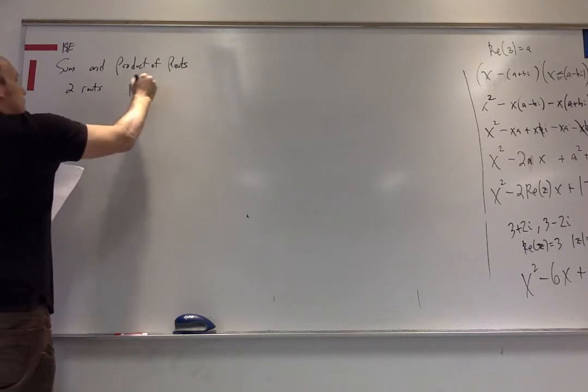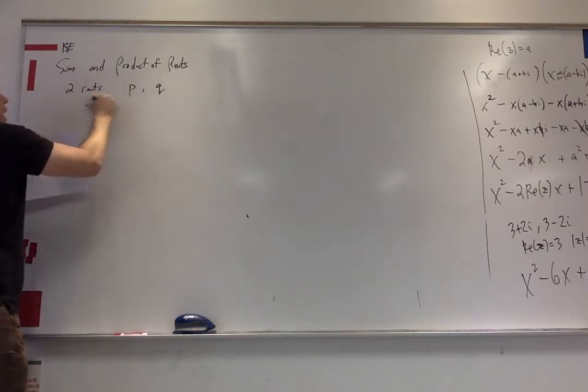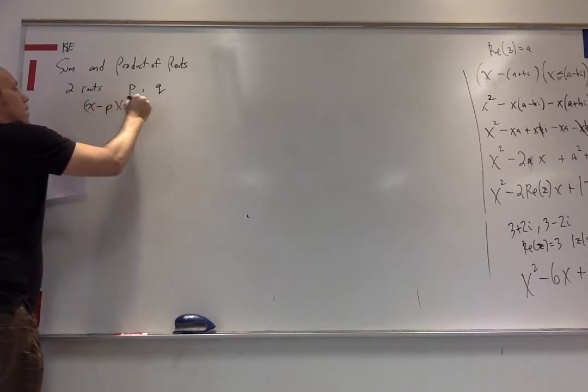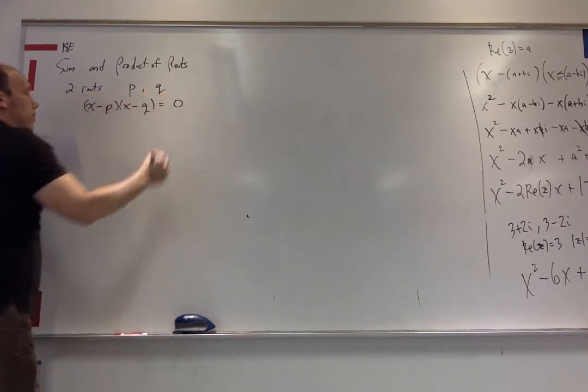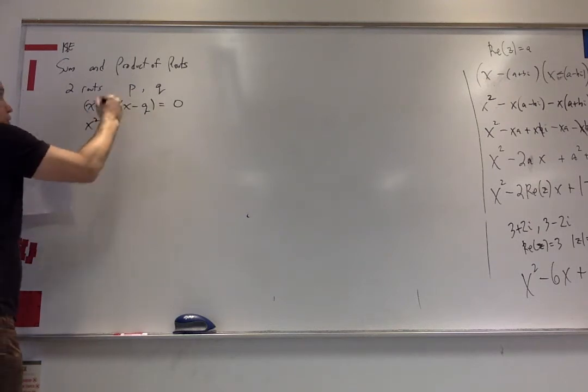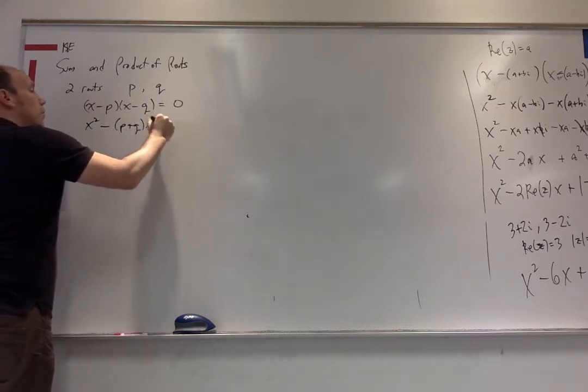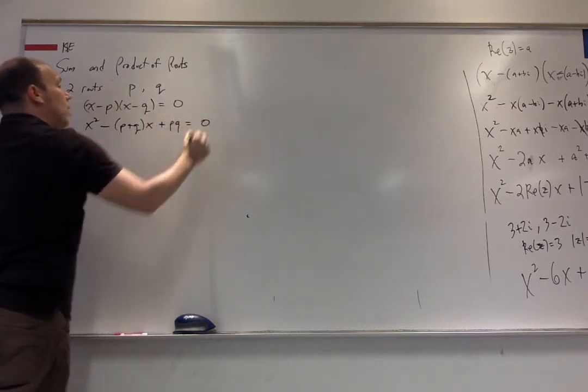Let's call them P and Q. So let's work backwards. We say (x minus P)(x minus Q) equals 0, right? So we have x squared, doing the FOIL method, minus (P plus Q)x, plus PQ equals 0.